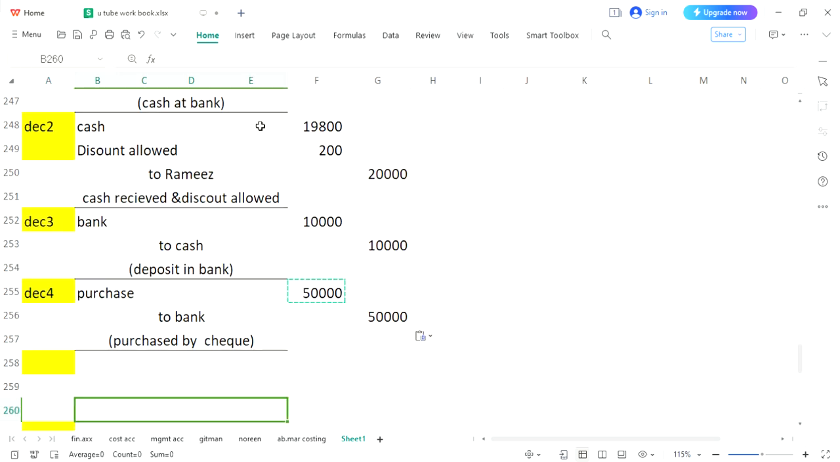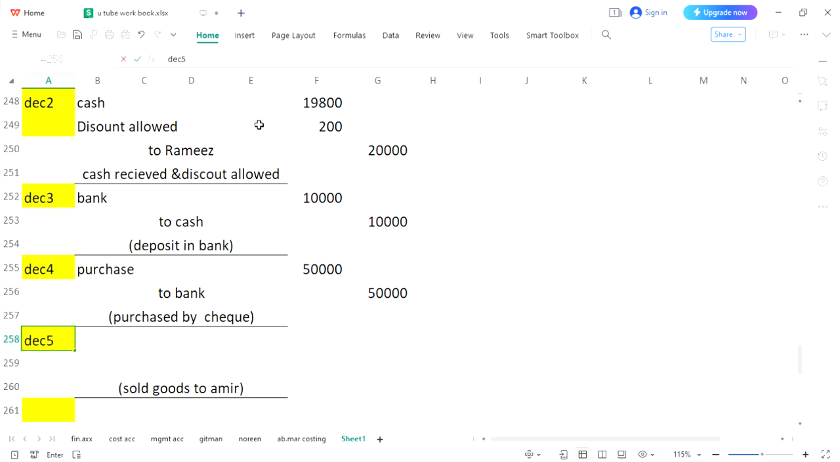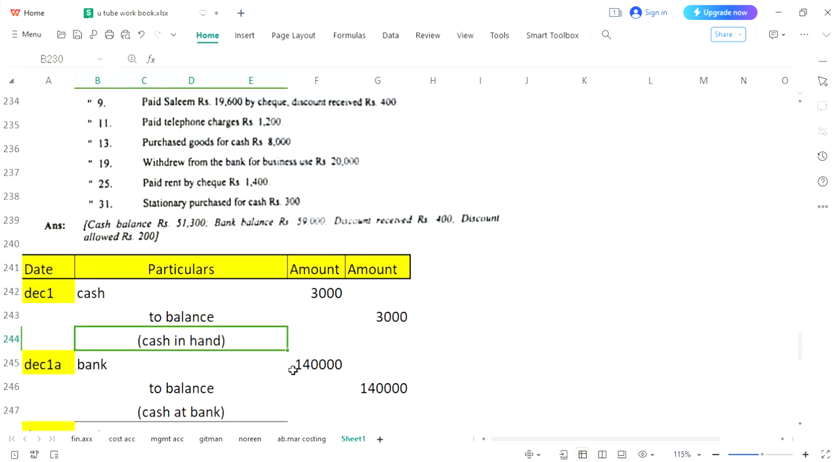So here, sold goods to Amir. We will understand that it is a credit transaction. December 5th was the date. Okay, let's check it out. December 5th. Yes, sold goods.